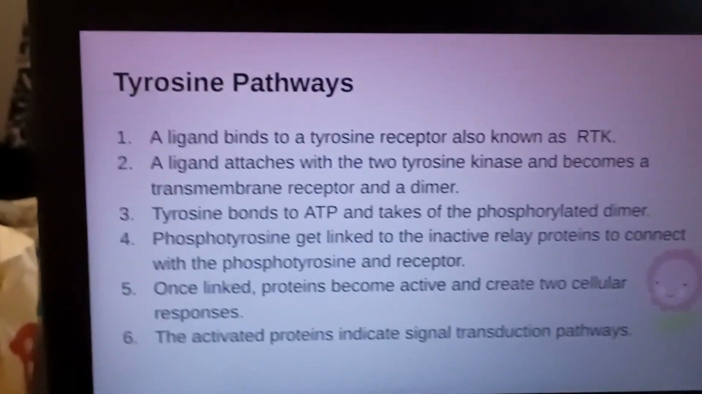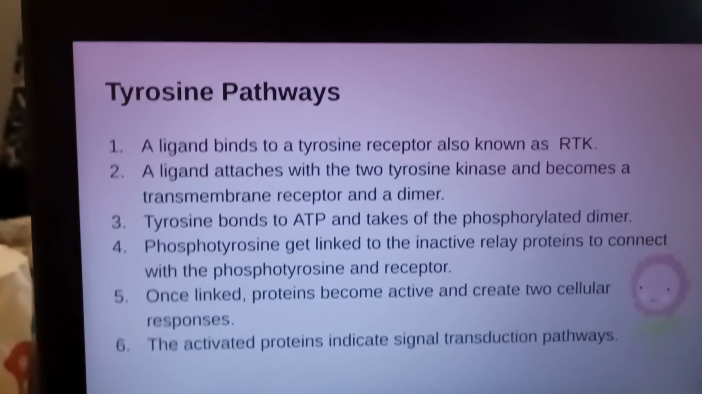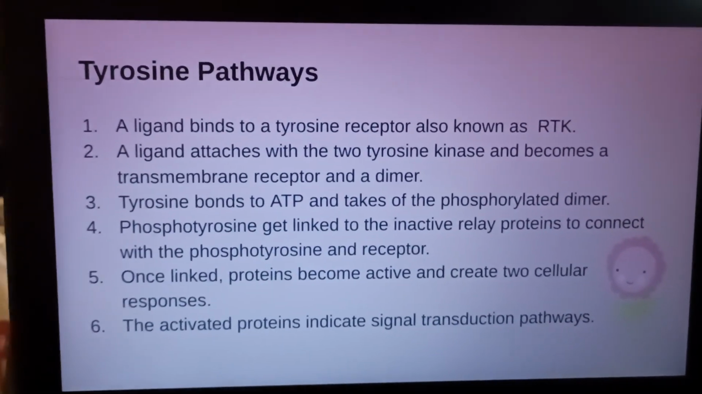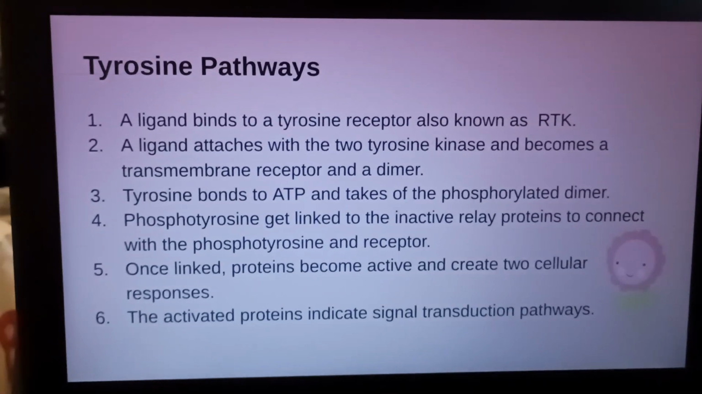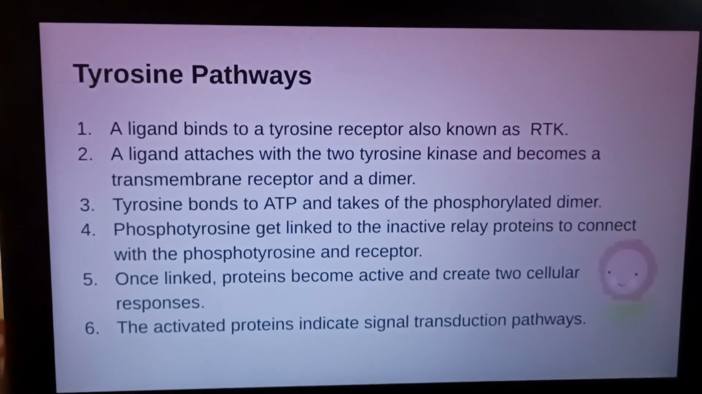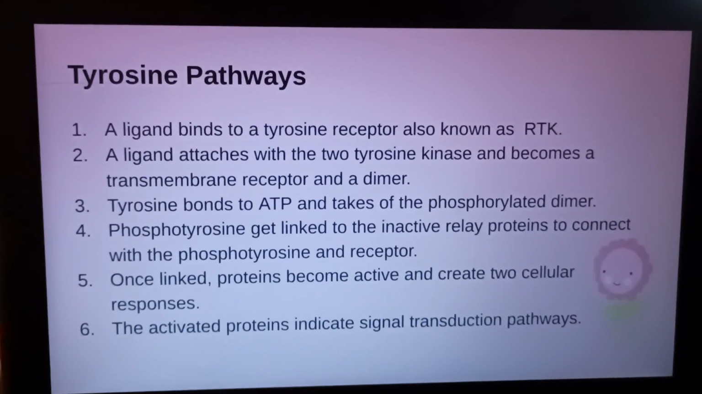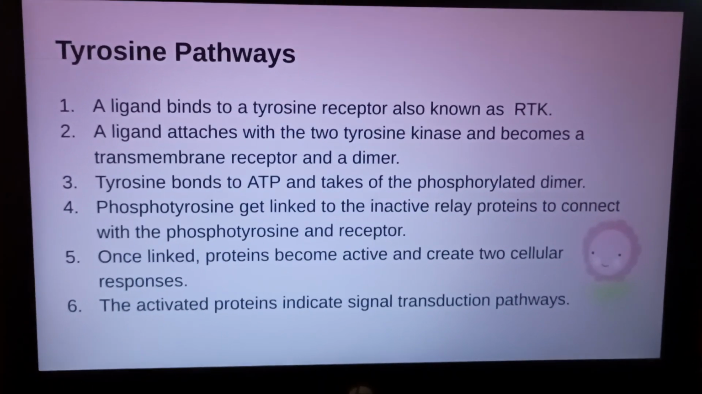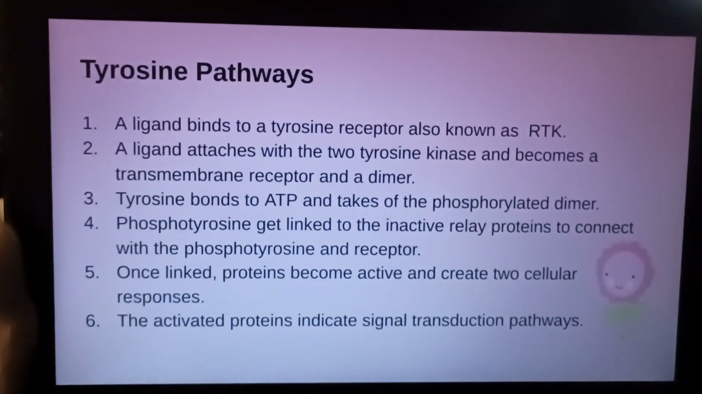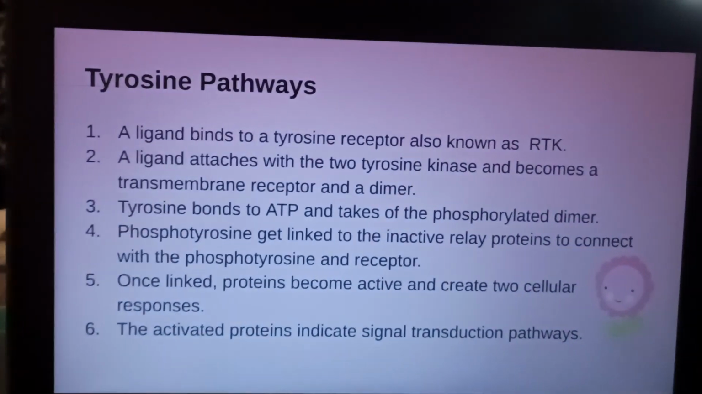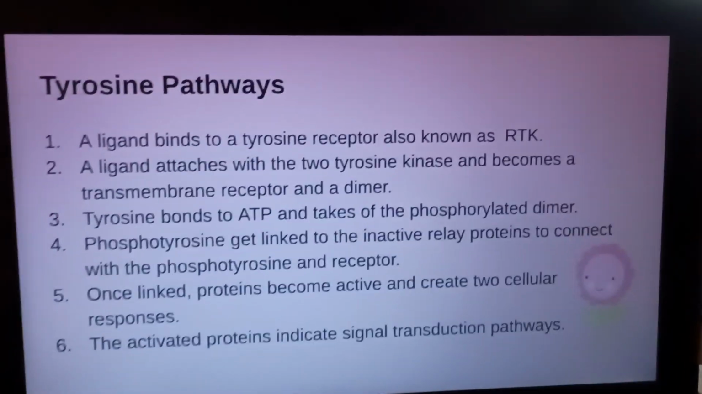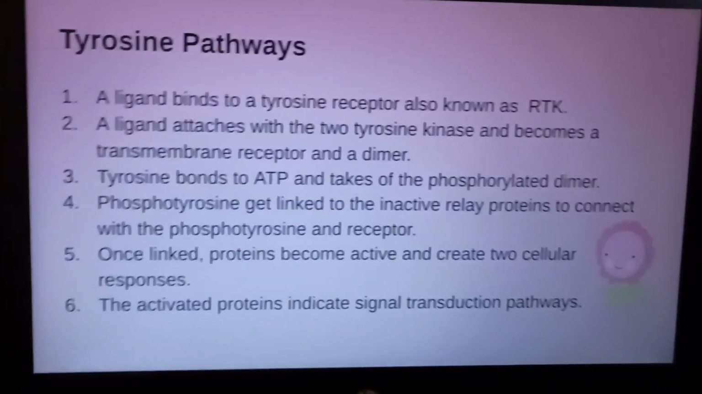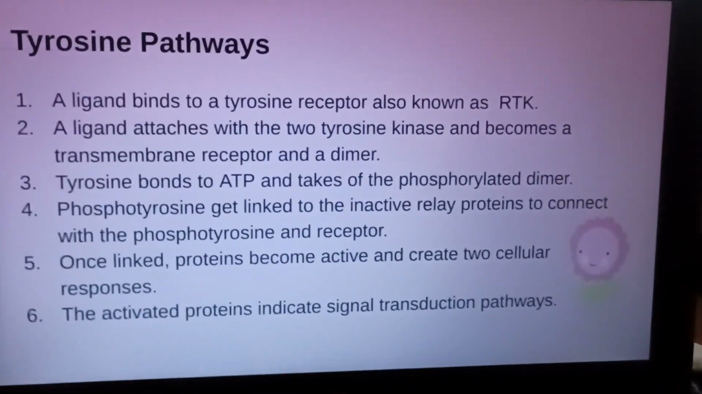Tyrosine pathways. A ligand bonds to a tyrosine receptor, also known as RTK. A ligand then attaches with the 2-tyrosine kinase and becomes a transmembrane receptor and a dimer. Tyrosine bonds to ATP and takes on the phosphorylated dimer. It becomes phosphotyrosine because it takes a phosphorus from the ATP.